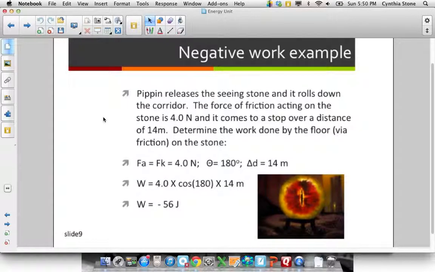And what I mean by that, if we look here at Pippin releases the seeing stone, it rolls down the corridor. The force of friction is 4 newtons, and it comes to a stop over a distance of 14 meters. Determine the work done by the floor on the stone, because it did do work, but it did negative work because it slowed it down, right? So when you do the calculation, you sub in the numbers, the 180. Just a quick thing, there's no angle given in the question. You don't even have to bother with this, okay? But cos of 180 is 1, so it's all good. It's -1, actually. That's why it works. But you get a negative number. But if in doubt, if it's friction, make the work negative. That's all you do.